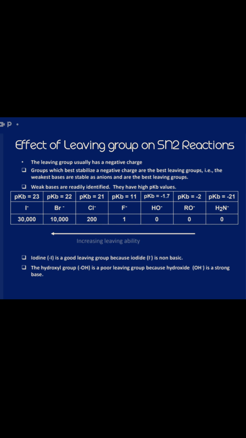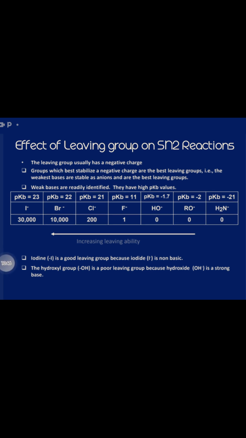So we can say that the higher the pKb value, the better the leaving group is the substance. Iodine is a good leaving group because iodide is non-basic. A substance which is non-basic is a good leaving group. And the hydroxyl group, OH minus, is a poor leaving group because it is hydroxide and it is a strong base. A strong base is a bad leaving group. That is the point.